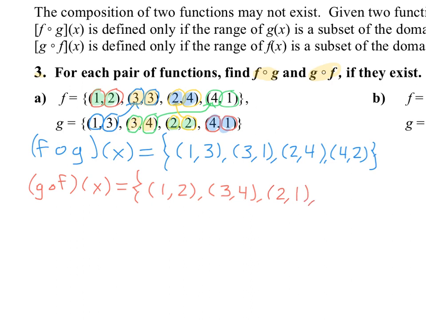One more coordinate in f. So we start at 4. That takes us to 1. Now we look for a 1. Whenever you switch from f to g or from g to f, you're looking for the number that you were just on. So 4 took us to 1. 1 matches with the other one, and that takes us to 3. So our coordinate there is 4, 3.